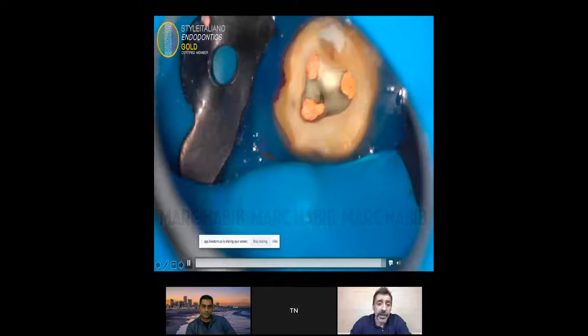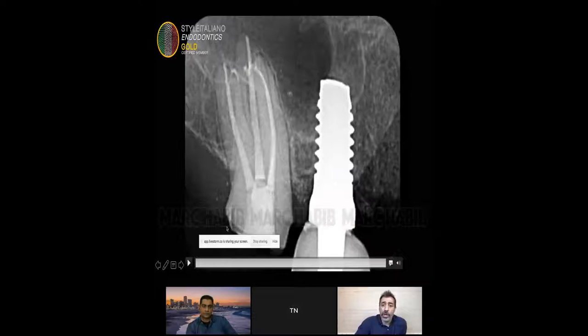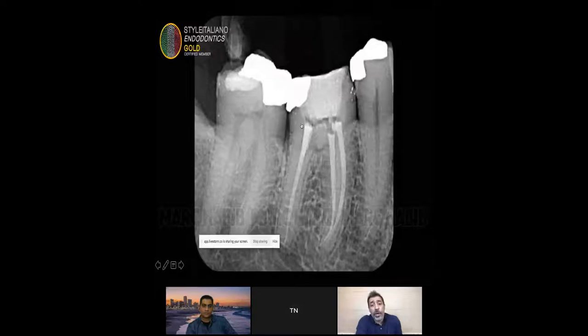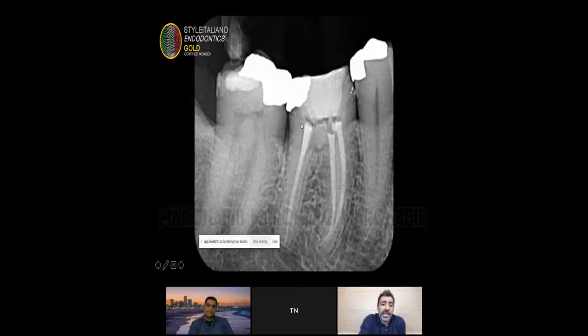This is the final result. So we don't have an MB2. I looked for it. It wasn't there. Another case, this is now a lower molar. The first molar was treated, and now there's the second molar.